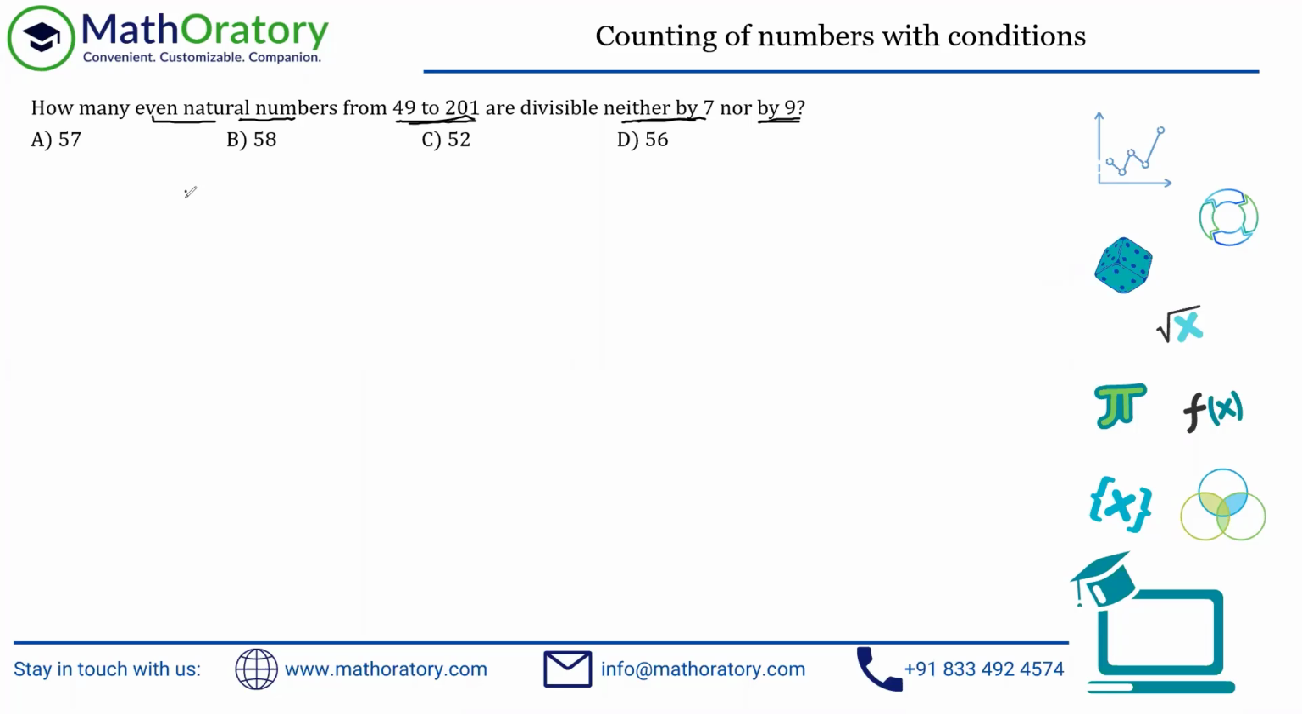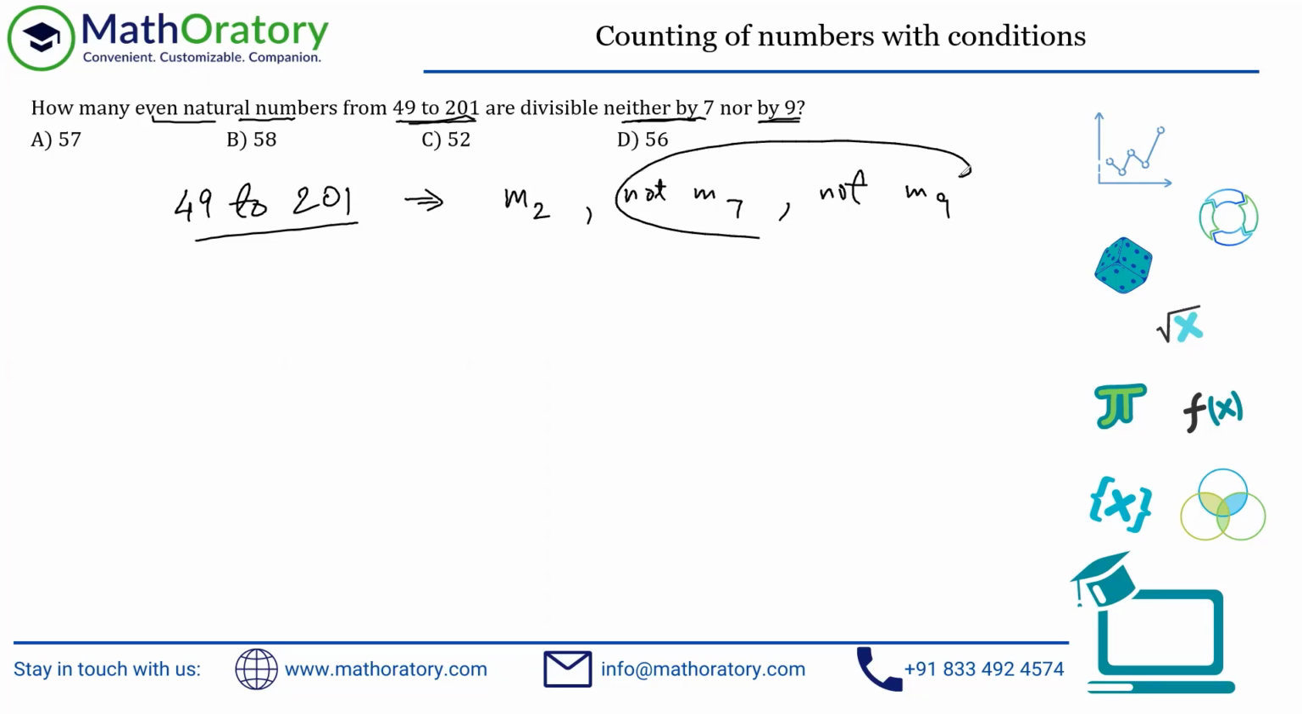First of all, we're looking in the range of 49 to 201, both inclusive, when it says from to. So in this range, we are looking for multiples of 2, that is even numbers, but not multiples of 7 and not multiples of 9. So this is what we are looking for, right? We will think in terms of even numbers only, but among that, we are going to exclude certain numbers which are multiples of 7 or multiples of 9 or both. That is going to be our working approach.